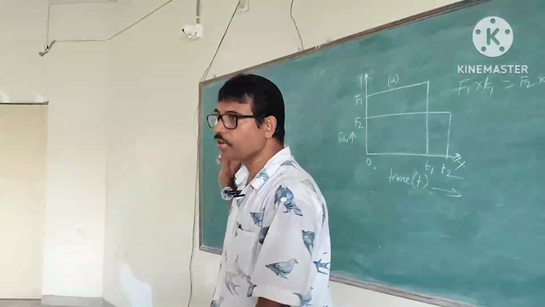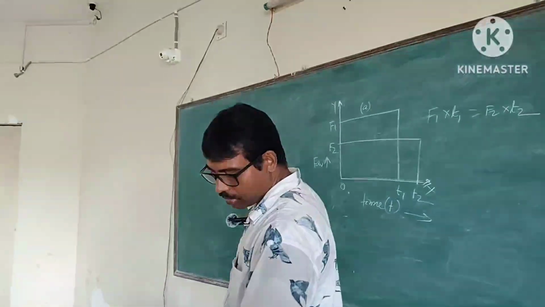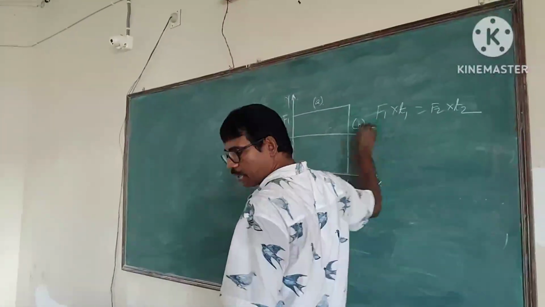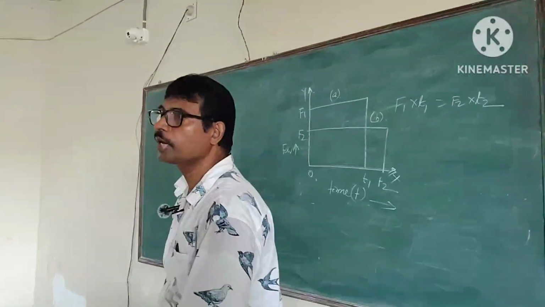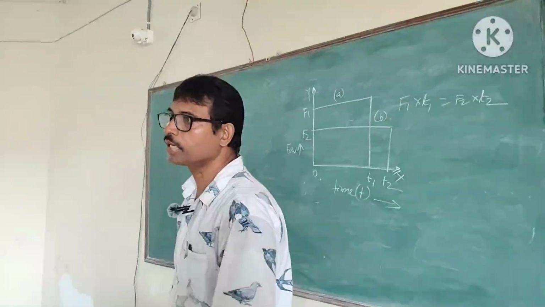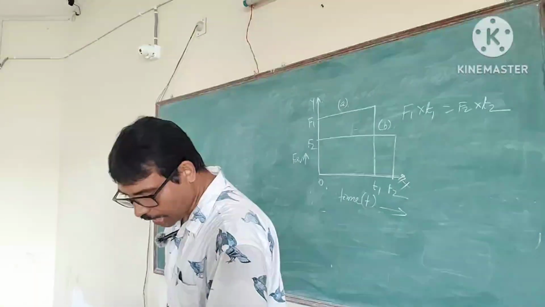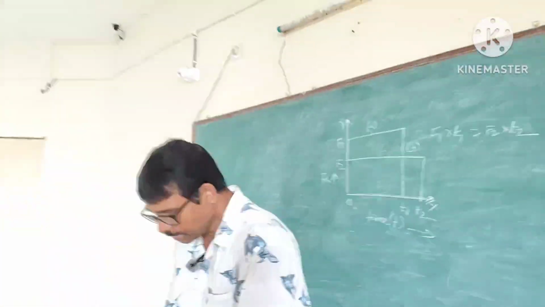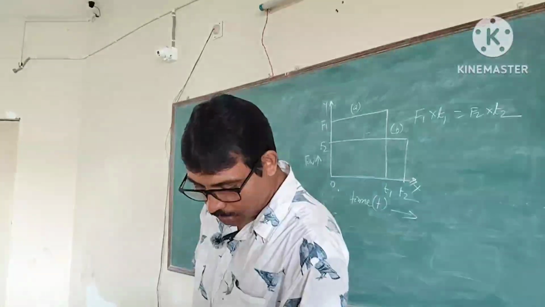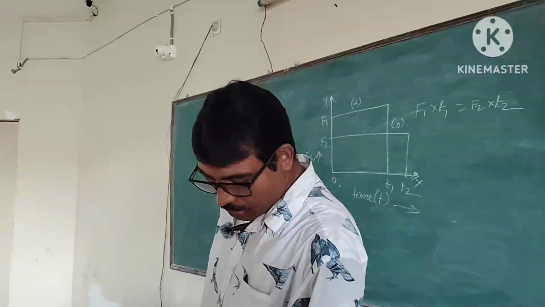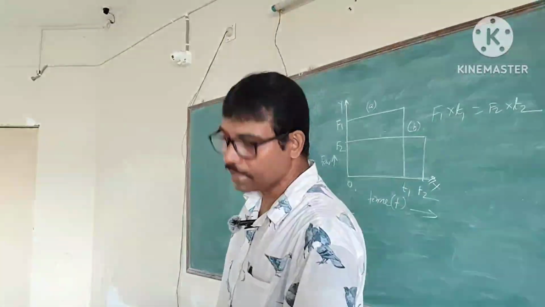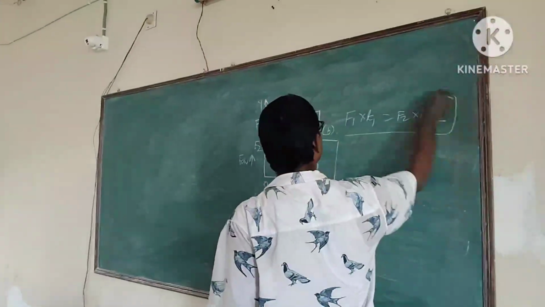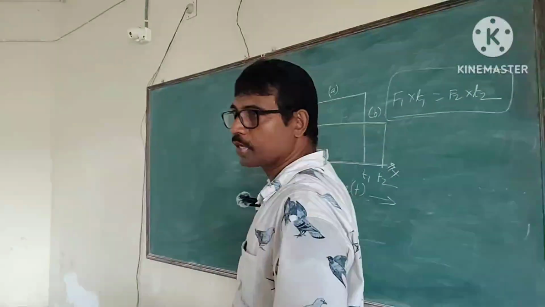So from the graph we note that the force F1 for curve A is greater than the force F2 for curve B. So the time T2 for which force F2 acts is greater in case of B than the time T1 in case of curve A. So that's why you are writing they are inversely proportional, okay.